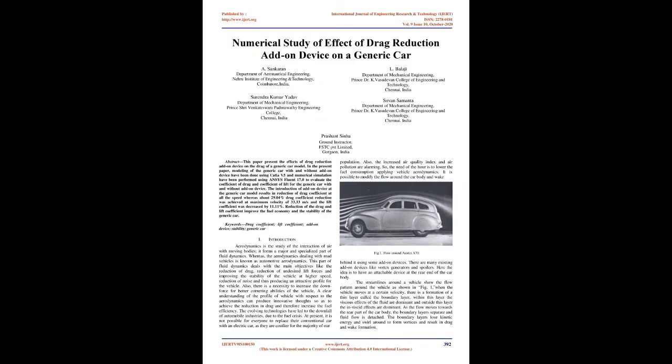Numerical study of the effect of a drag reduction add-on device on a generic car. Abstract. This paper presents the effects of a drag reduction add-on device on the drag of a generic car model.